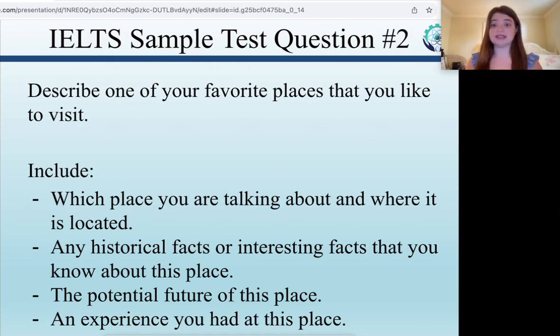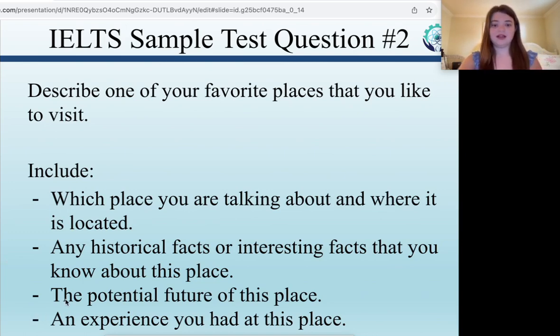For example, if McDonald's was the place I wanted to talk about here, we could talk about any historical facts or interesting facts that we know about this place. So, do you remember the place being opened? Right? Did it open just a few years ago? Is it a local business or a local restaurant or like a local place? Maybe it's a government owned place, right? Maybe it's a museum that the government is involved in. What's the potential future of the place, do you think? And what's an experience you had there, right?